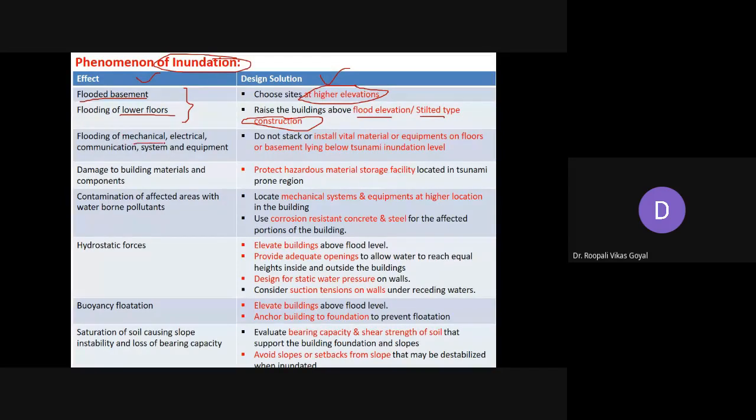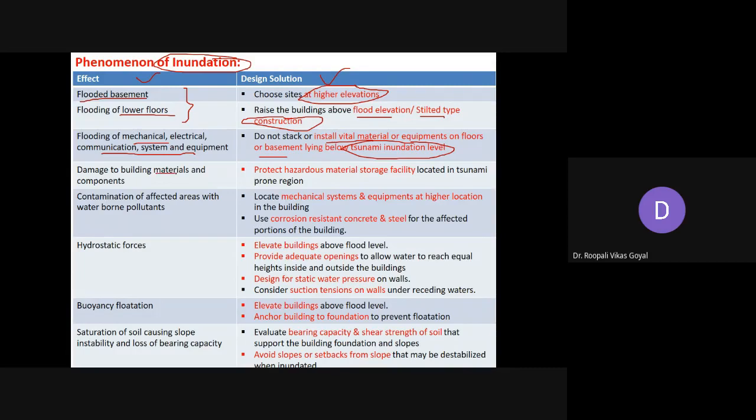Flooding of mechanical, electrical, communication system and equipment: if these are the chances, then do not stock or install vital material or equipment on floors or basement lying below the tsunami inundation level. So at least if you know that up to this level the tsunami water may come, then at that level you should not keep all these things at all. Okay, it should be kept at higher elevation.